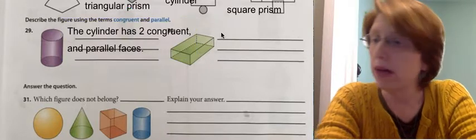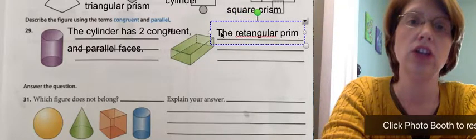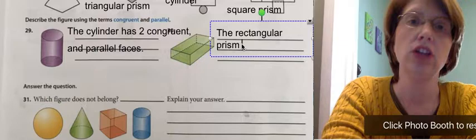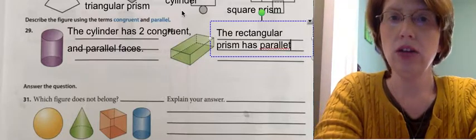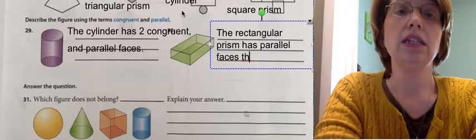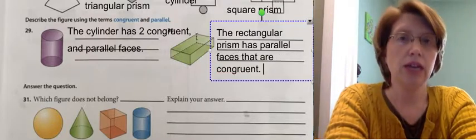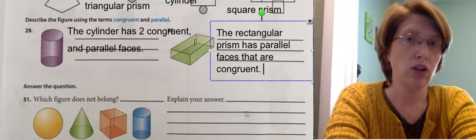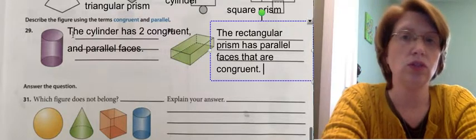What about this one? The rectangular prism has parallel faces that are congruent. Okay, so it has parallel faces that are congruent here and top and bottom. But the cylinder only has two.